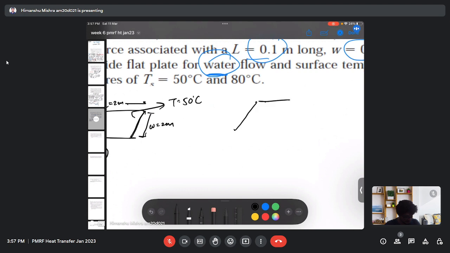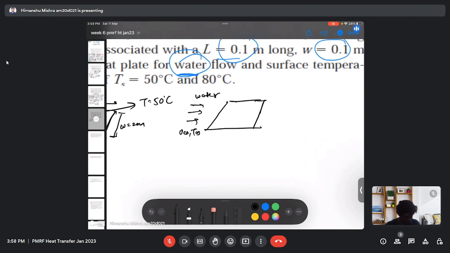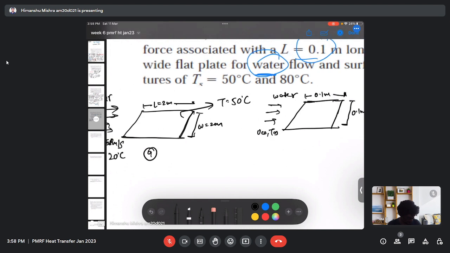And in the second case, we have water with the same velocity and temperature at free stream condition, and the length is 0.1 meter, and my width is also 0.1 meter. So let me list the properties of air and water.